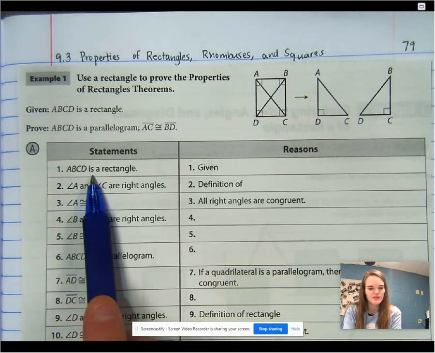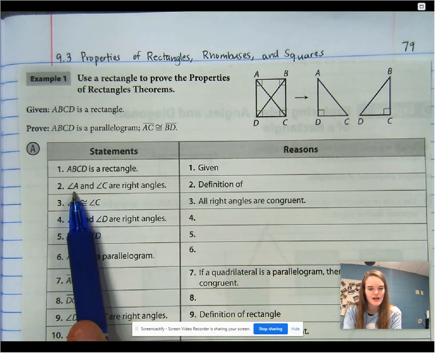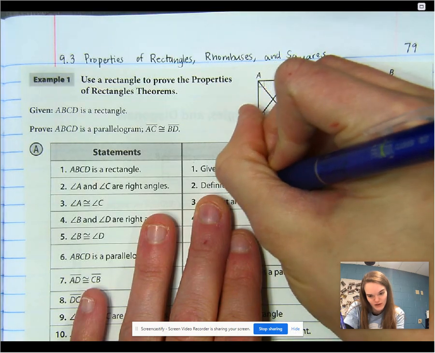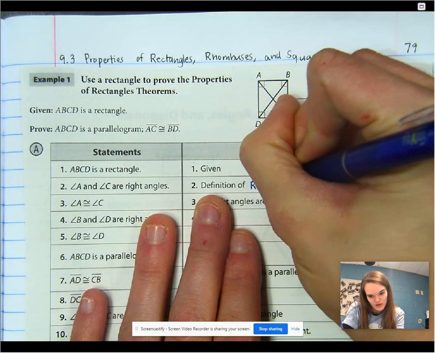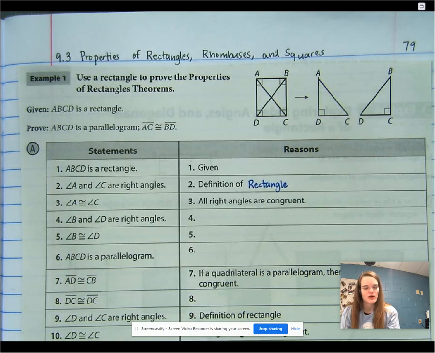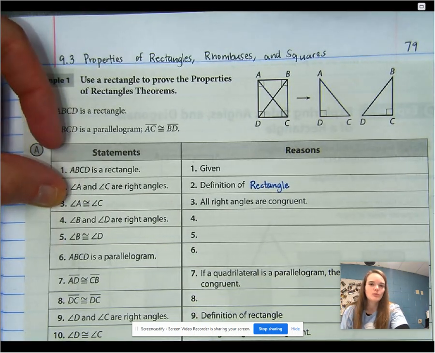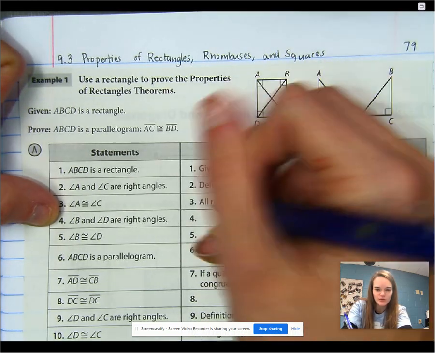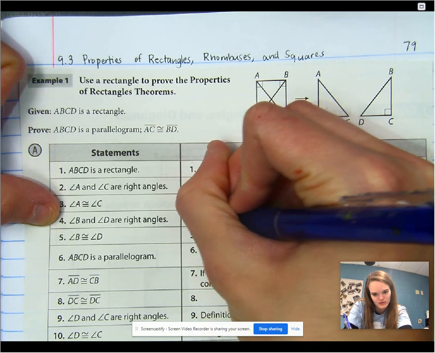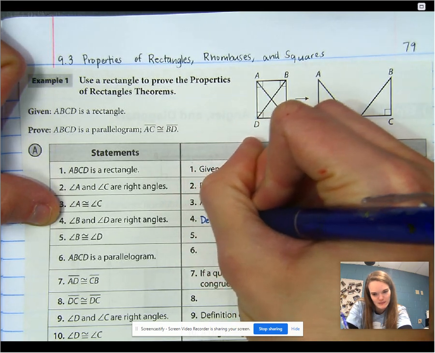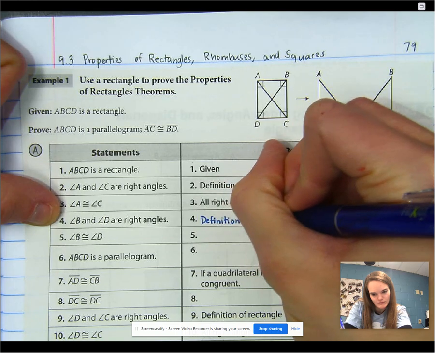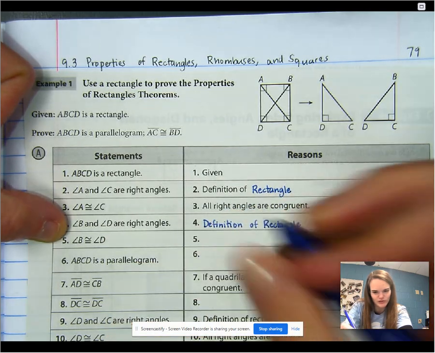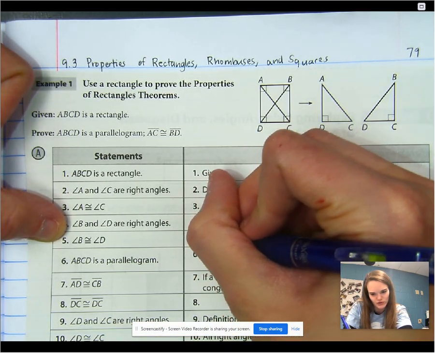All right, first of all, ABCD is a rectangle. Yes, we're given that. Angles A and C are right angles. That's just the definition of a rectangle. The definition of a rectangle says that they are all right angles. Then it says angle A is congruent to angle C. Well, of course, because all right angles are congruent. And angles B and D are right angles. Same reasoning, the definition of a rectangle. And therefore, similarly, B is congruent to D because all right angles are congruent.